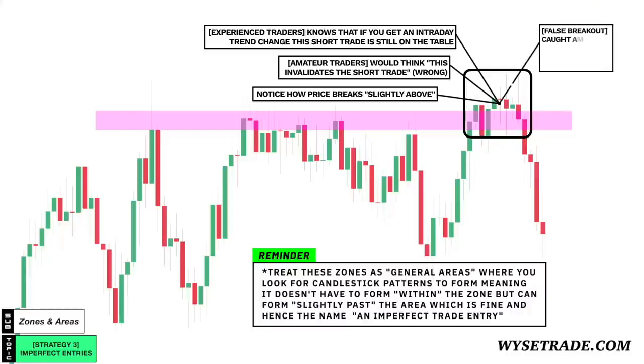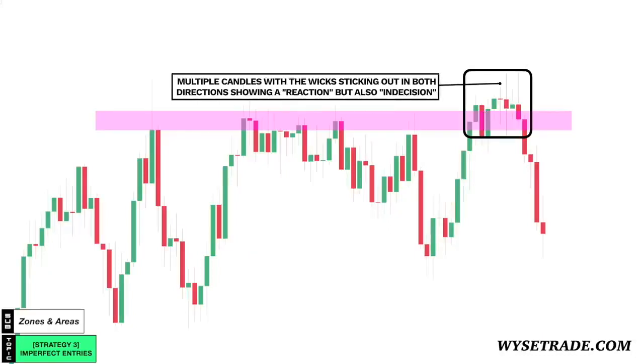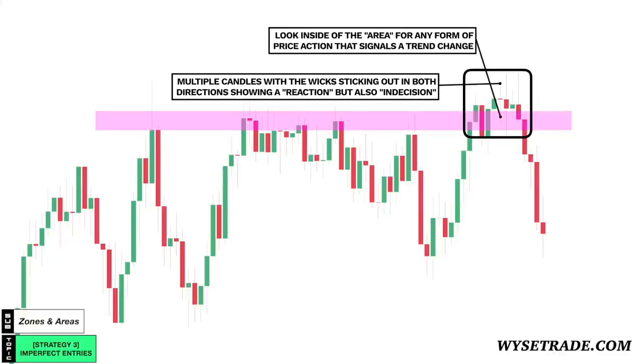This break above is also known as a false breakout, and amateur breakout traders all got trapped into long breakout trades. Now, as price entered the area, you had multiple candles with the wicks sticking out in both directions, which shows a reaction and indecision at the area. As always, we need a trend change confirmation.